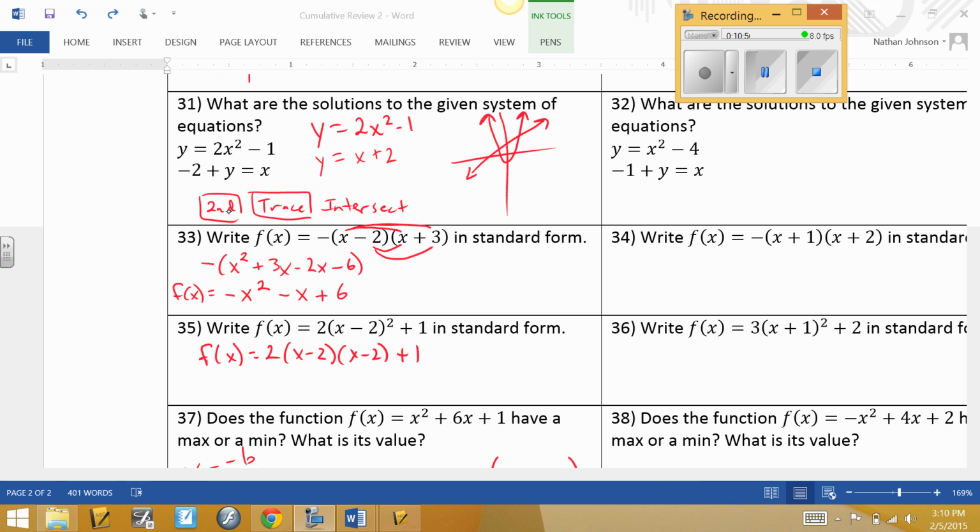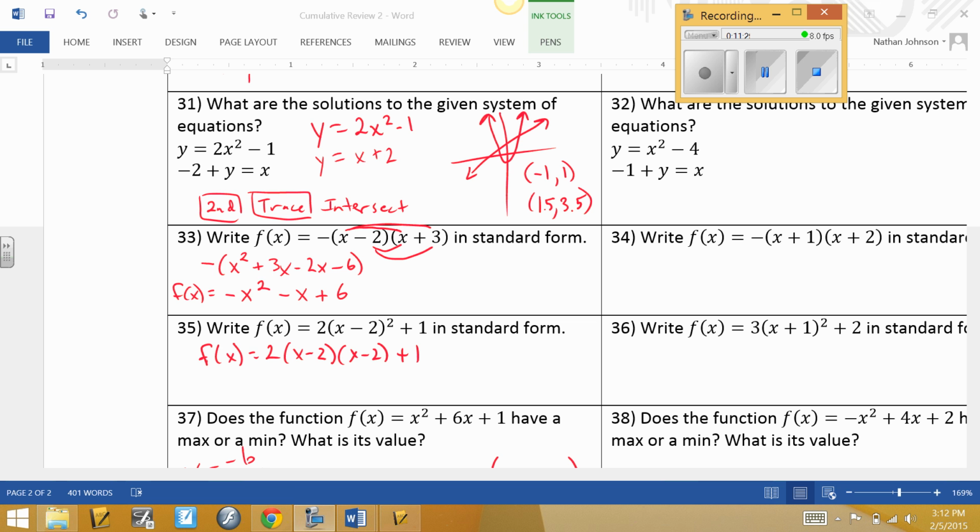You'd then hit the second trace and pick the intersect option. And then it would ask you to pick a first curve, a second curve, and then guess. So when you guess, you go as close to the intersection as possible, hit enter, and it will give you the coordinates of those intersections. Once you've gone through the steps to find the two intersections, you'll find that you have one at (-1, 1), and a second one at (1.5, 3.5). So we'll use those same steps, solve problem 32.